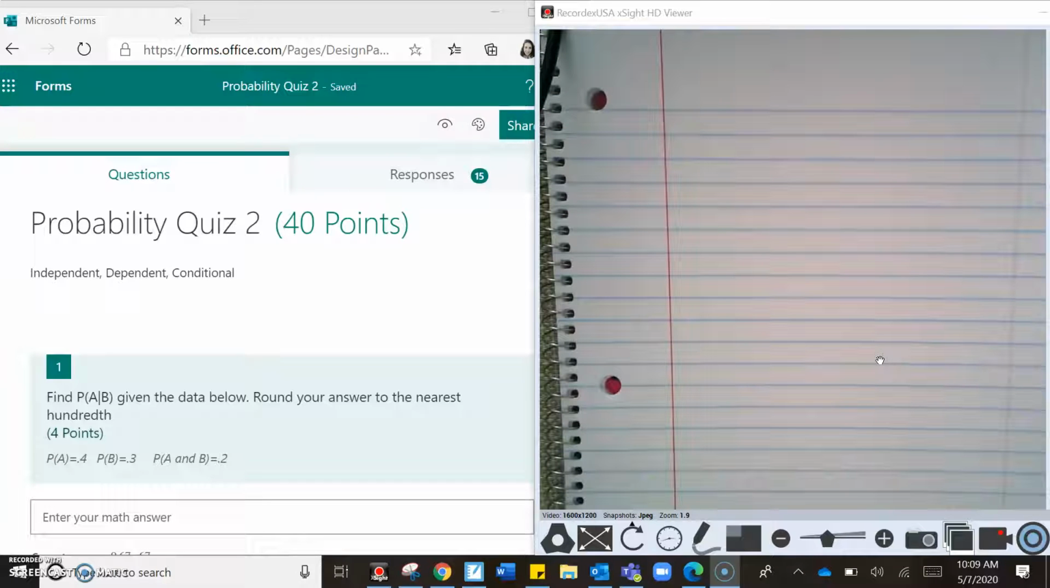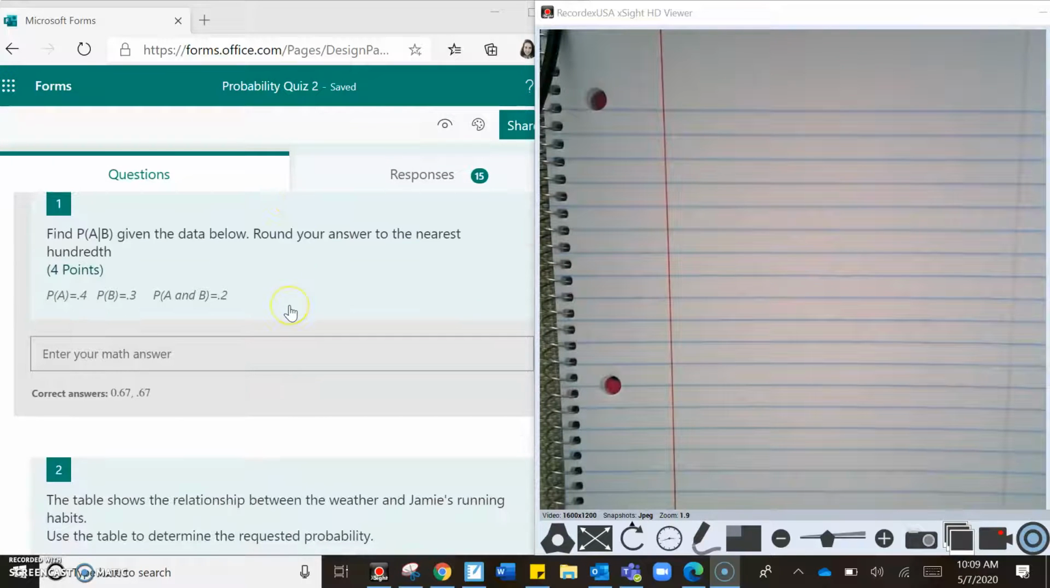Let's review probability quiz 2. This quiz covered independent and dependent events along with some conditional probabilities. So let's look at this first question. Find the probability of A given B.